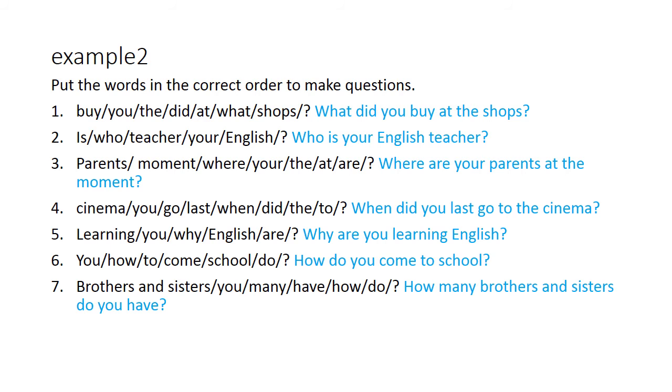Number 3: where are your parents at the moment? Number 4: when did you last go to the cinema? Number 5: why are you learning English? Number 6: how do you come to school? And number 7: how many brothers and sisters do you have?